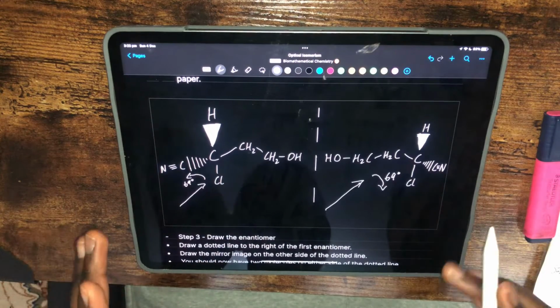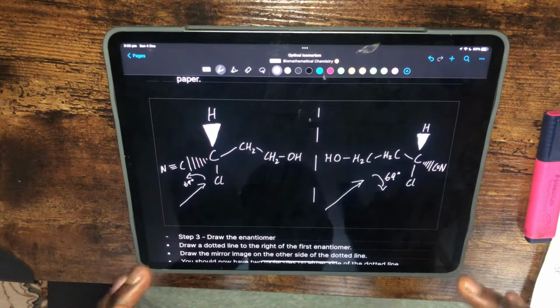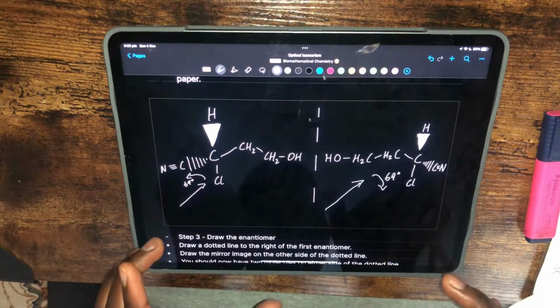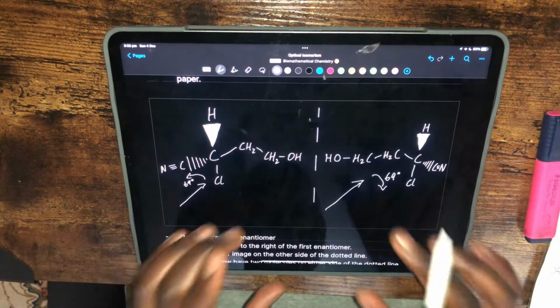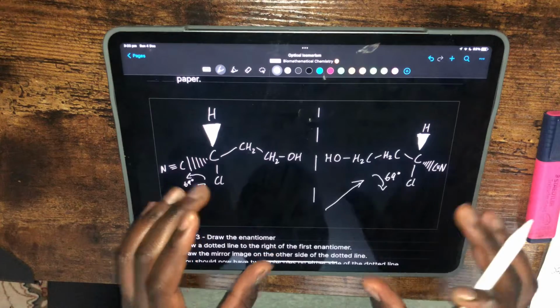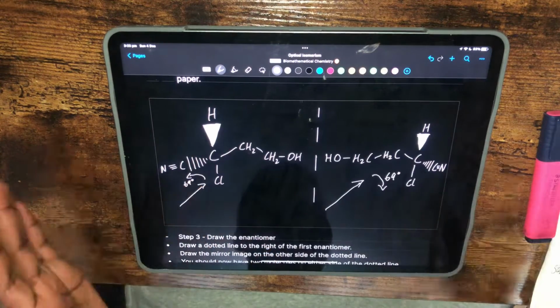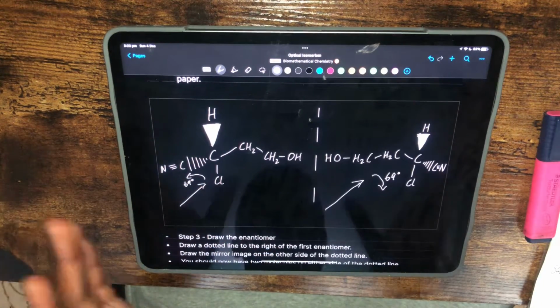However, if you're doing a reaction producing the enantiomers, it will produce both enantiomers equally in the same test tube. And if these are in the same test tube, they cancel out their optical activity.